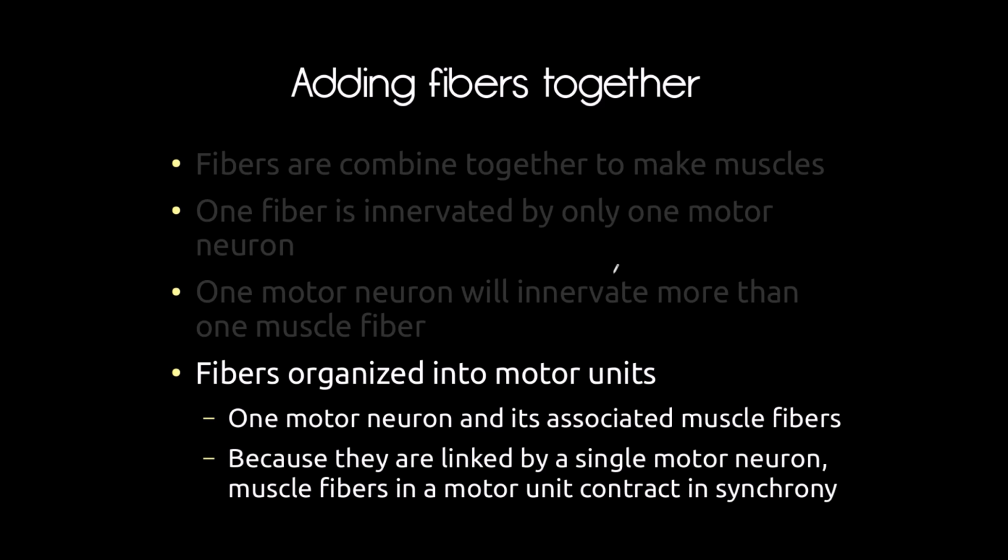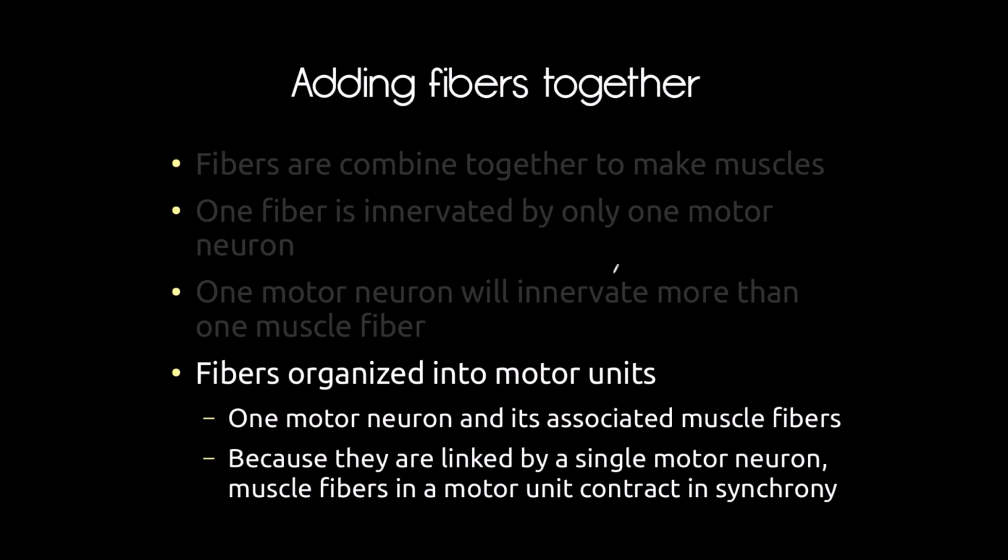Because all of these muscle fibers are linked together by this single motor neuron, whenever that motor neuron depolarizes, it's going to send the same signal to each of these muscle fibers. It means that muscle fibers in one motor unit are going to contract in synchrony. In effect, they are going to contract as if they are essentially one fiber, at the same time for the same duration. Motor units are essentially these groups of muscle cells that are going to act together in the same muscle in synchrony and have the same contractions at the same time.